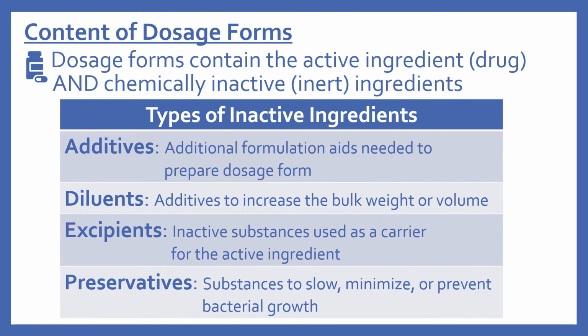Now we'll look at the content of dosage forms. Dosage forms contain the active ingredient, which is the drug, and also chemically inactive or inert ingredients. And just to look at some of the types of inactive ingredients, there are additives, which are just additional formulation aids needed to prepare the dosage form. There are diluents, which are additives to increase the bulk, weight, or volume. Excipients, these are inactive substances used as a carrier for the active ingredient. And preservatives, these are substances to slow, minimize, or prevent bacterial growth.